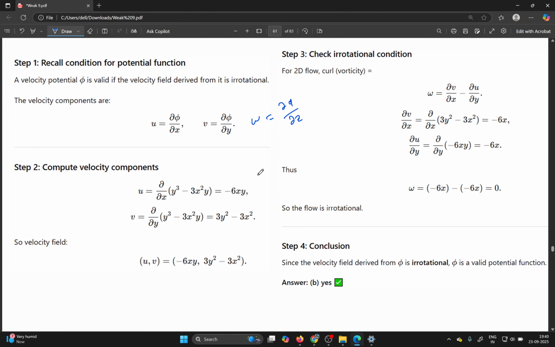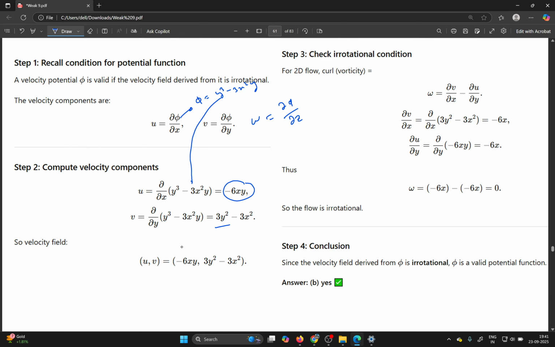Now, what will be the u? After differentiating, you will get the u value, because you need to put here the phi value. What is phi? Phi is nothing but y cube minus 3x square y. So do the similar thing here. You will get u = minus 6xy, and v here is 3y square minus 3x square. So you will get this.